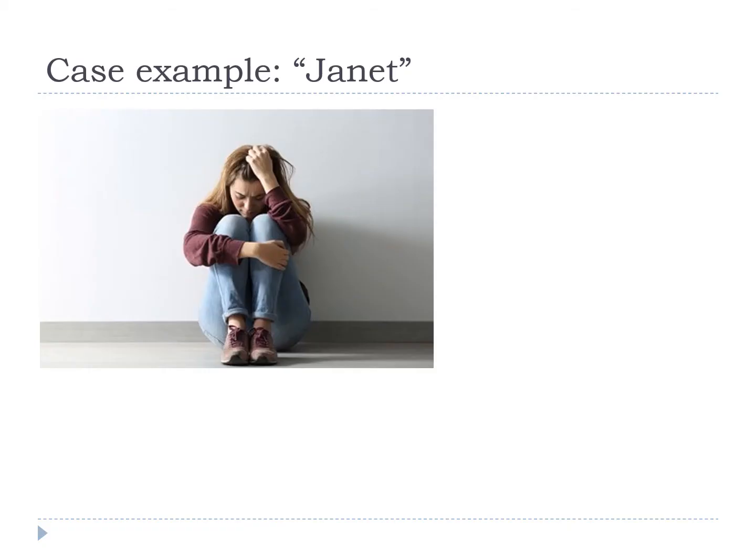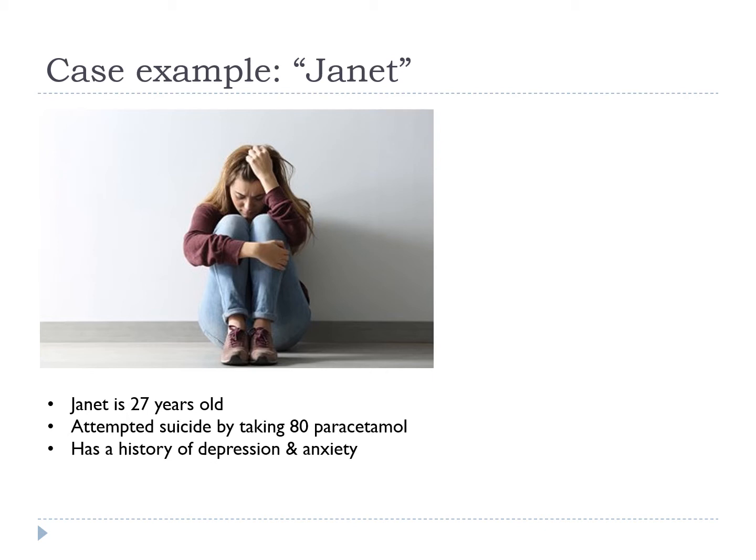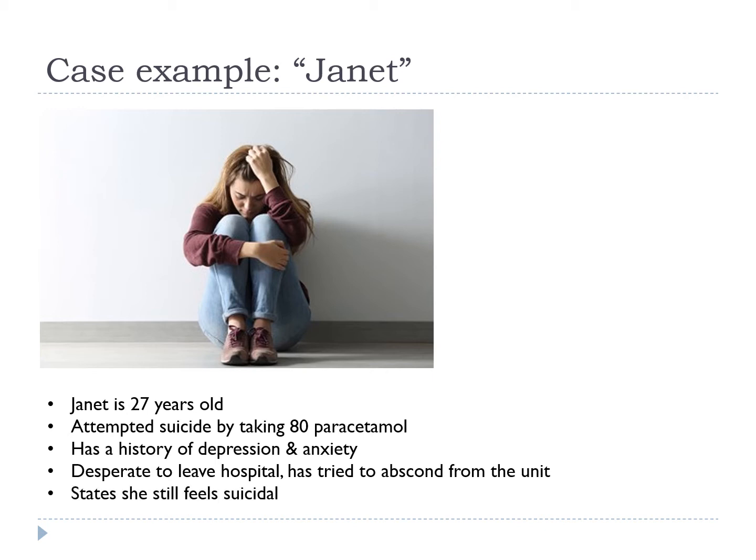To make things a little easier, we're going to follow a case example of a patient who, for this purpose, is called Janet. Janet has been admitted to MAU for treatment. She's 27 years old. She's trying to take her life by taking an overdose of 80 paracetamol. She has a history of depression and anxiety. She is desperate to leave hospital. She has already tried to abscond from the unit and she is distressed.